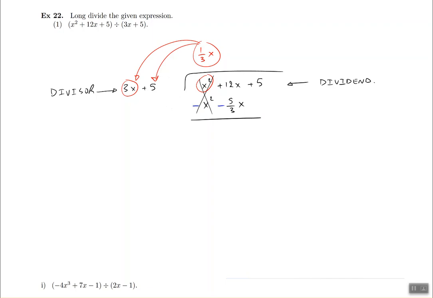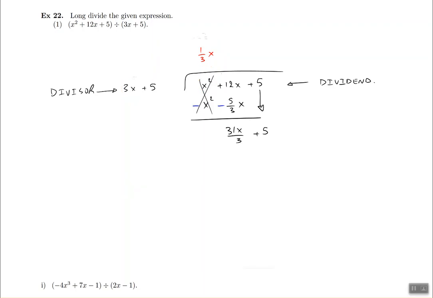And then you're going to have to do 12x minus 5/3 of x. And again, you need some common denominators there, which would be a 3. So this will be 36x minus 5x. At the end, this is 31x, all divided by 3, plus a 5. So the 5 just comes down. And this pretty much finishes one iteration of the process. And now you're going to have to restart again and do the next iteration.